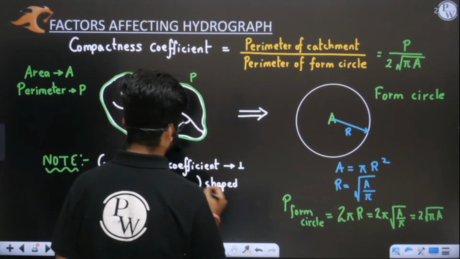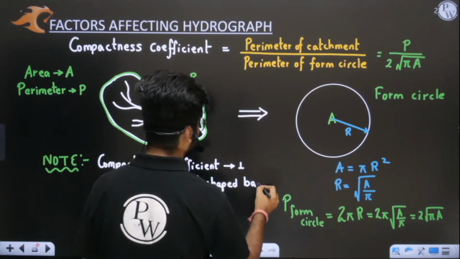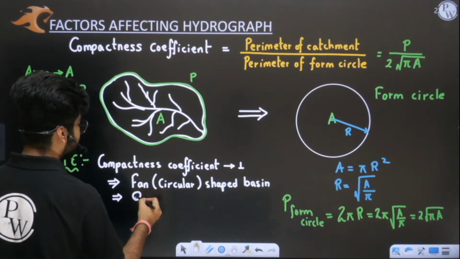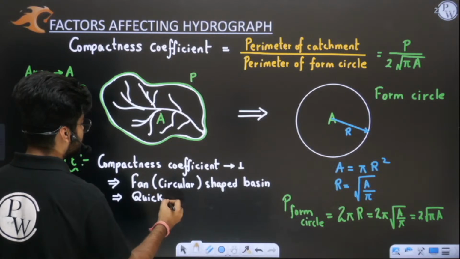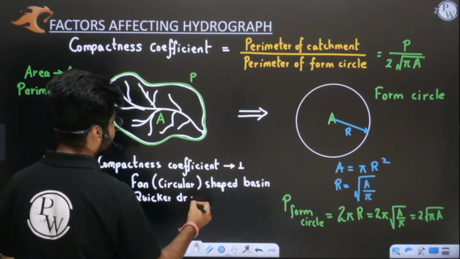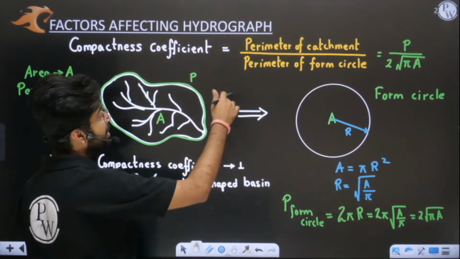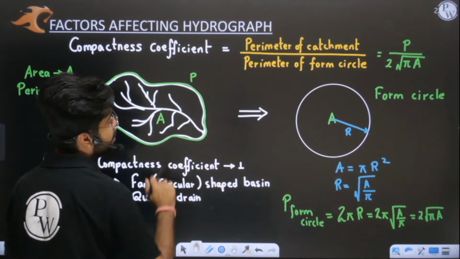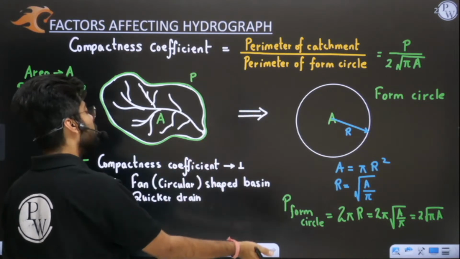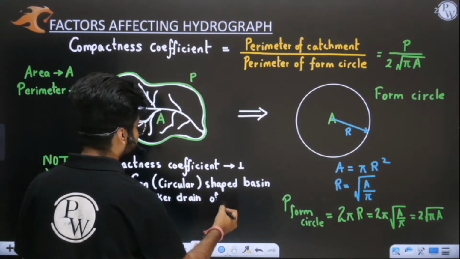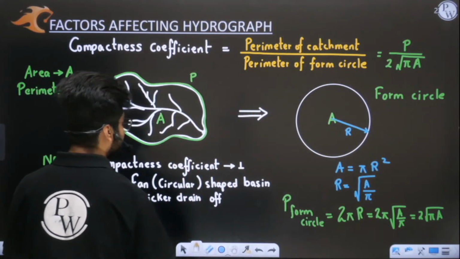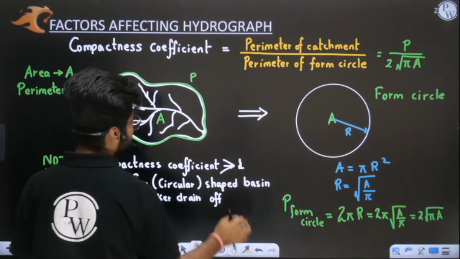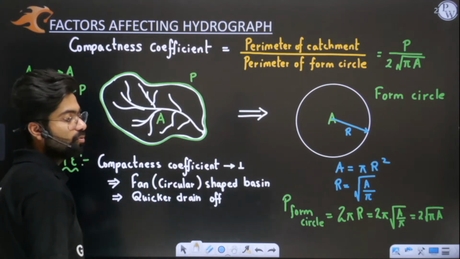We have a fan shaped or circular shaped basin, indicating quicker drain off. But if this value is deviating, if the perimeter of the catchment is more than the perimeter of the formed circle, then this ratio will go far away from 1. And when it is much more than 1, then obviously the shape of the catchment will not be circular. So is this clear?